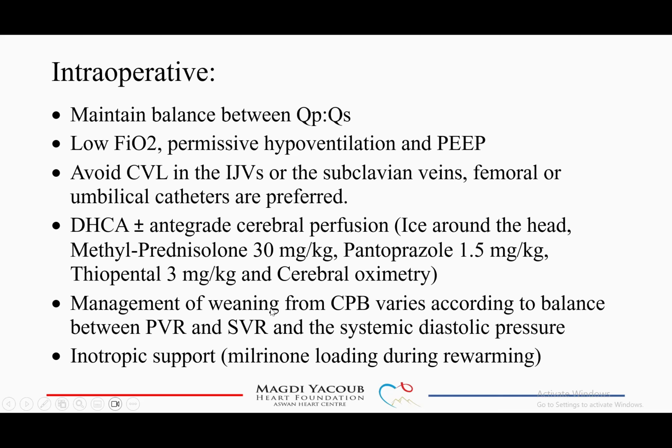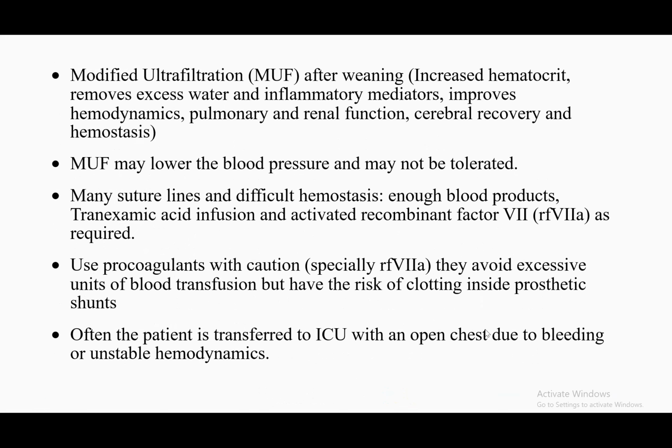Management of weaning from cardiopulmonary bypass varies according to the balance between pulmonary and systemic vascular resistance and systemic diastolic pressure. Inotropic support with milrinone. We do a MUF, modified ultrafiltration, after weaning. This increases hematocrit, removes excess water and inflammatory mediators, and improves hemodynamics and pulmonary and renal function.